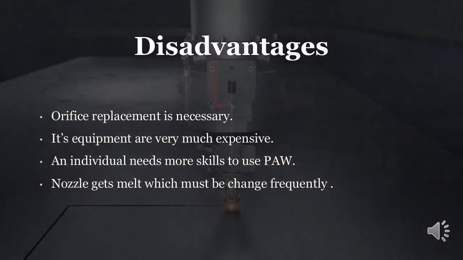Plasma arc welding also has disadvantages, which are orifice replacement is necessary, its equipment is very expensive. An individual needs more skill to use plasma arc welding, and then last, nozzle gets melted, which must be changed frequently.